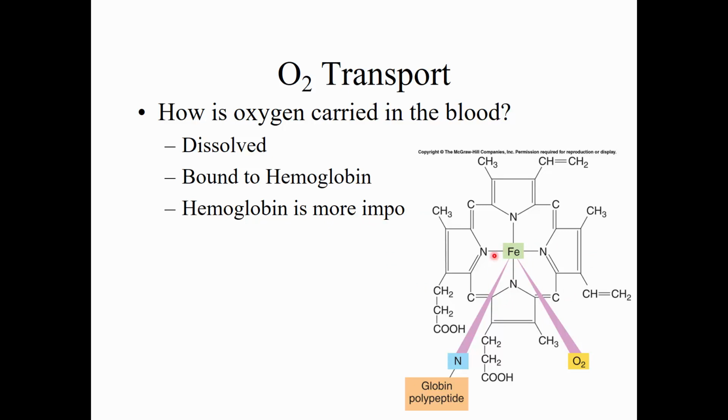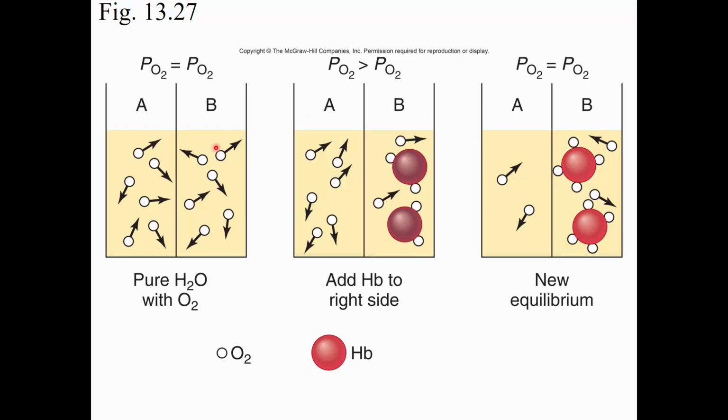About 97% of the oxygen running around in the blood is bound to hemoglobin. A very small portion is dissolved in the blood, but we have to have the dissolved because the dissolved is what exerts PO2, and the PO2 is what tells it where to diffuse and how to bind to hemoglobin.